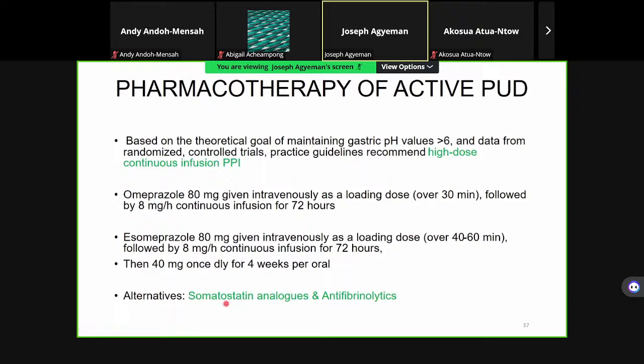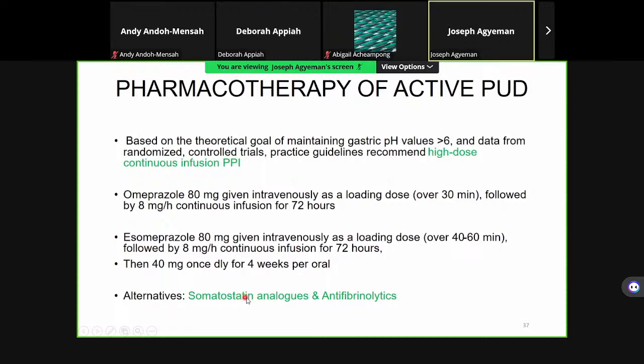You may also add, in addition to the PPIs, somatostatin analogs like octreotide. That can also help constrict blood vessels and minimize bleeding. Or you use anti-fibrinolytic agents. So this will help to stabilize the fibrin and therefore stabilize the clot. So for example, tranexamic acid can be used to prevent fibrin breakdown. Somatostatin analogs constrict blood vessels in the GIT, and therefore bleeding will stop.